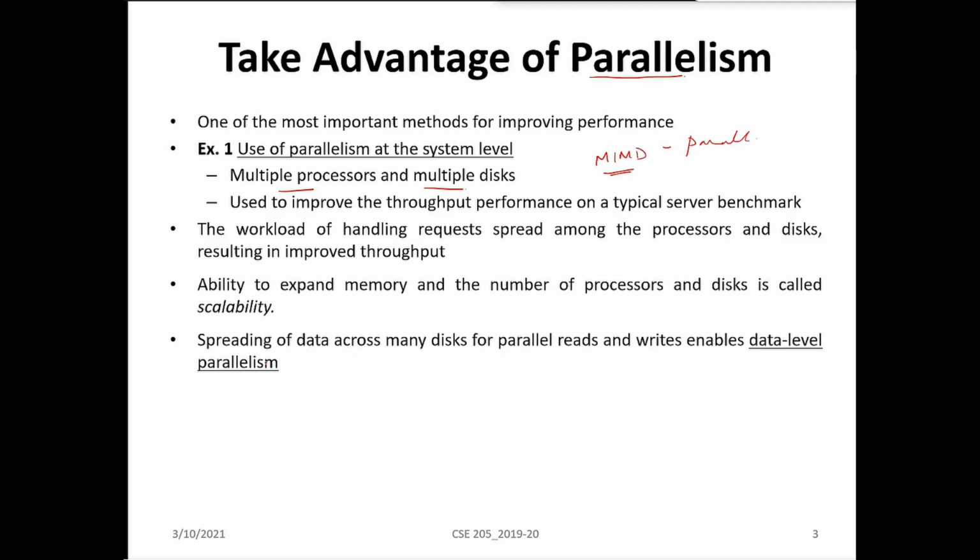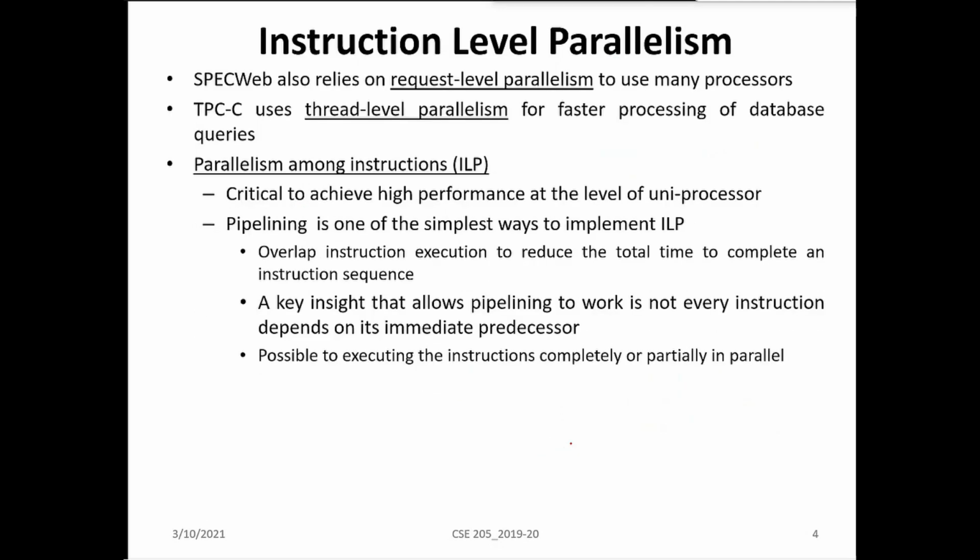Sometimes, spreading of data across many disks for parallel reads and writes will enable data level parallelisms. This is something like SIMD, single instruction, multiple data. We have many processors and the data will be distributed everywhere. Assume that this is a matrix: row 1 will be sent over here, row 2 here, row 3 here. So it will be distributed, and thereby we achieve data level parallelisms. So by means of parallelism, either task level or data level, the performance of the system can be improved.